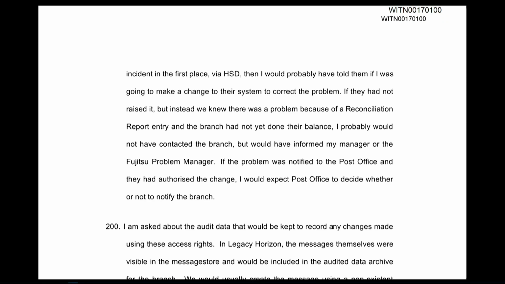So you say that you would probably have notified a branch if you were going to make a change using remote access rights, if the postmaster had themselves initiated the incident. Yes, it's as I said, it's really hard to remember what would have been done, what was done in each case. I've seen various peaks in the preparation for this. Somewhere I definitely did talk to the branch, and others where sometimes you didn't. Where I didn't, yeah.